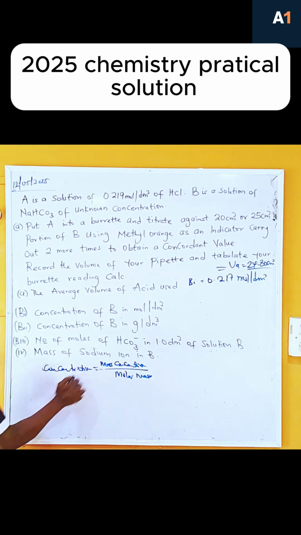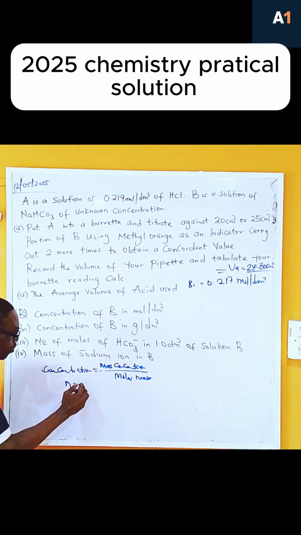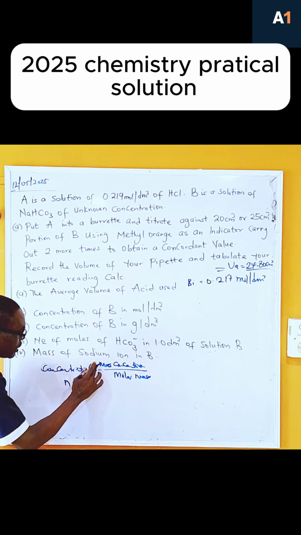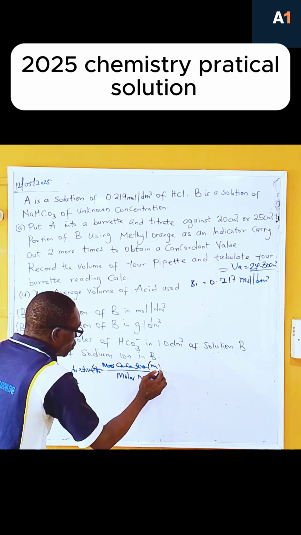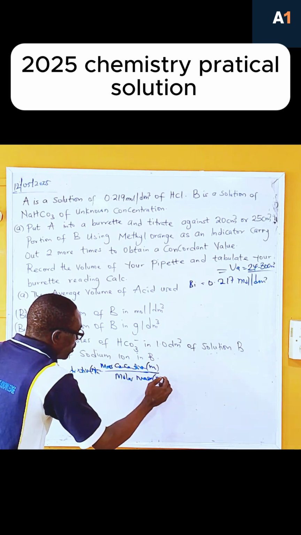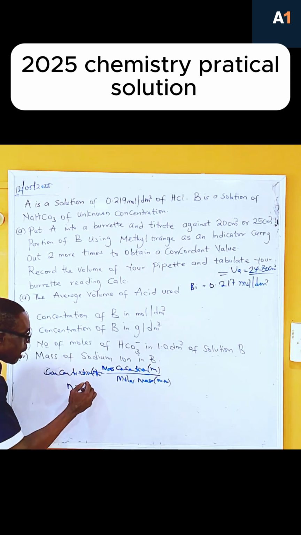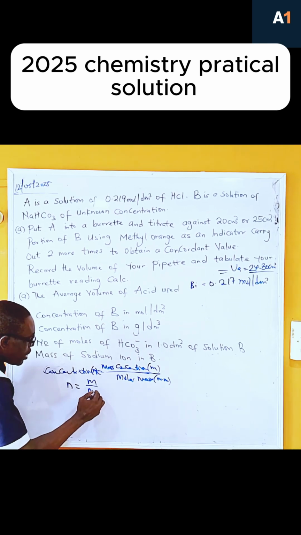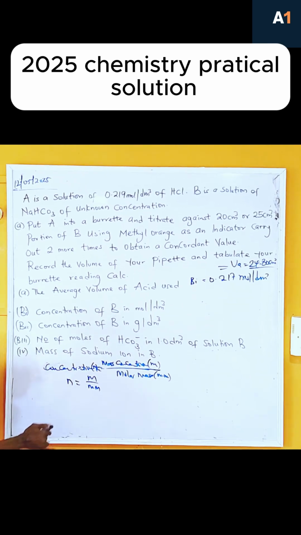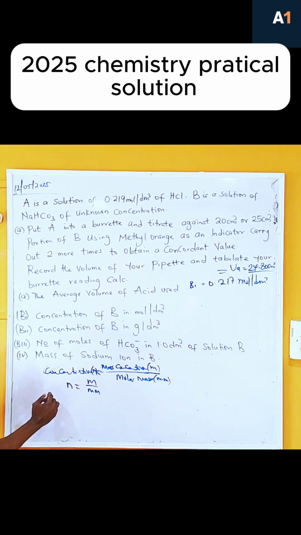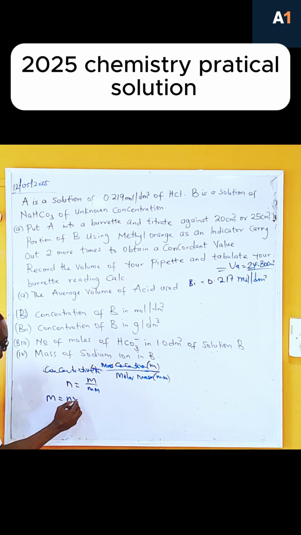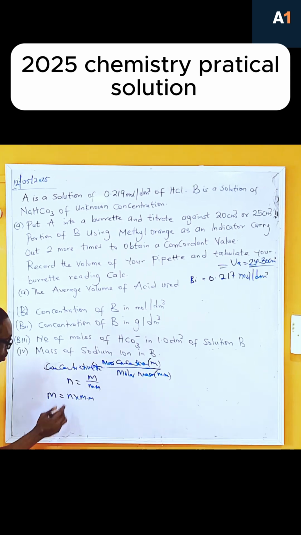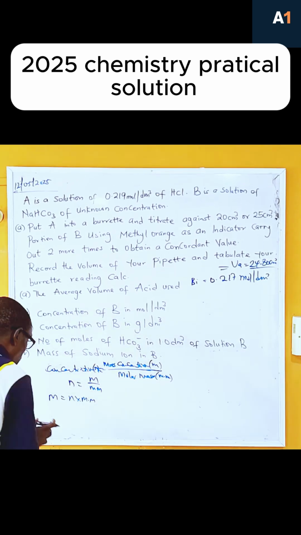So let me put this one as N, and this one is equal to M as mass concentration, and this is MM, the molar mass. Then we now have M all over MM. So now we cross multiply to make M the subject of the formula. So M will now be equal to N times MM. So in this case, how will you solve this one?